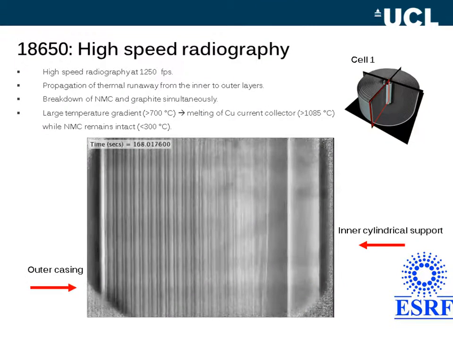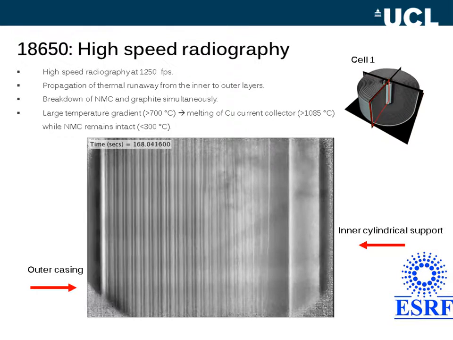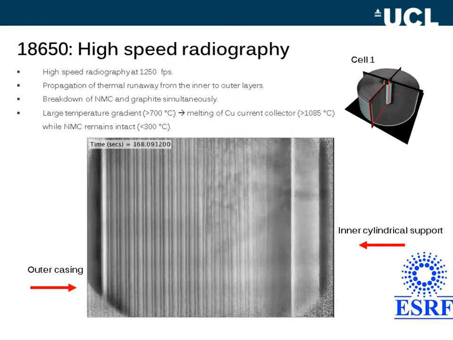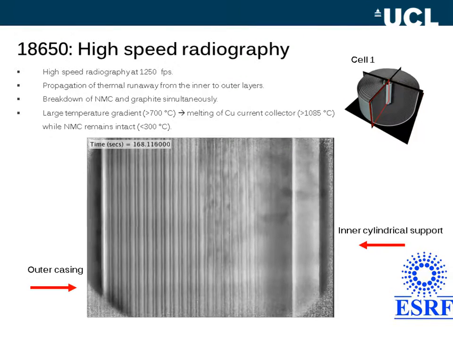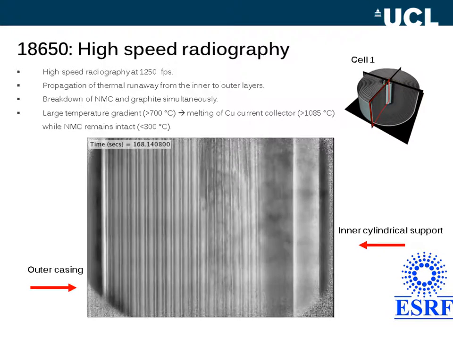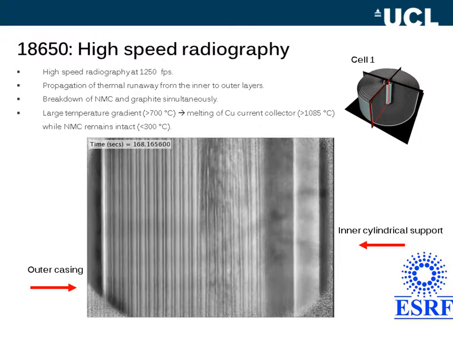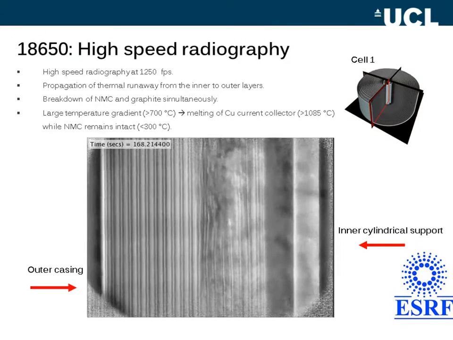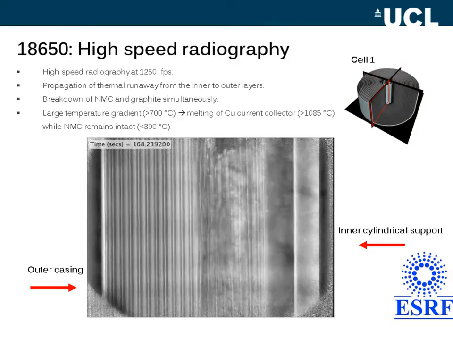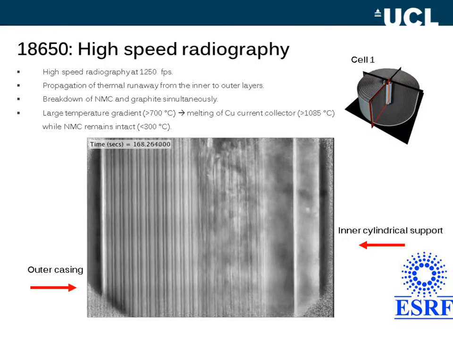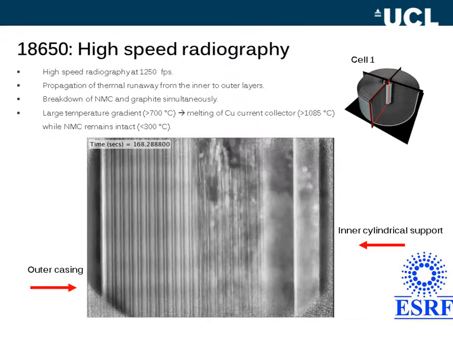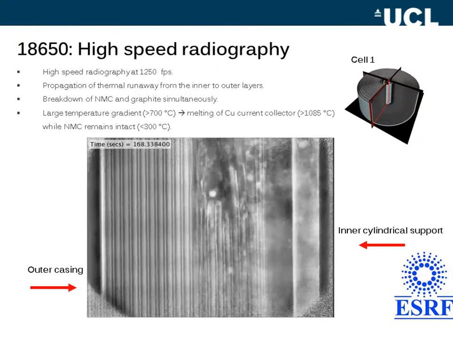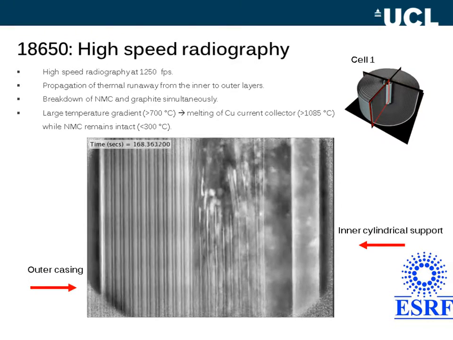As I say, these failures are thankfully very, very rare. Here's some radiography images from that experiment where we're able to image at about 1250 frames a second as the lithium-ion battery is heating up and eventually undergoing a thermal runaway reaction, which causes catastrophic failure. We're looking at one half of the spiral wound cell here. The central portion of the cell shows on the right-hand side, the inner cylindrical support.